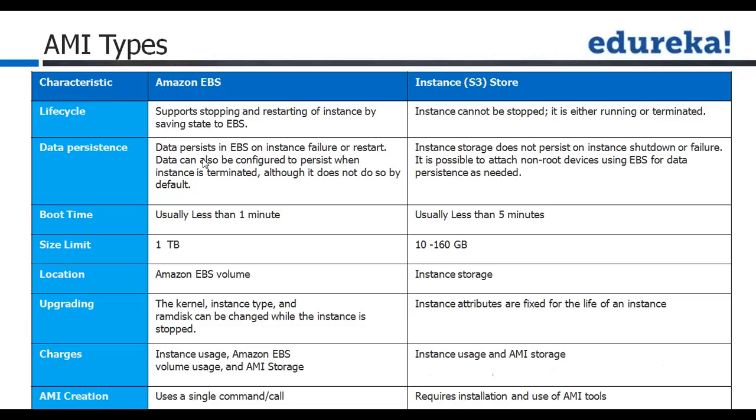You can create an EBS volume up to a size of 1 terabyte, while the instance storage is normally 160 GB. We have seen some transient storage of 1350 GB also, but that's for the larger size of instance only. Otherwise, for a small instance, it's only 160 GB. The location of Amazon EBS is the Amazon EBS volume, while for the other it's instance storage.